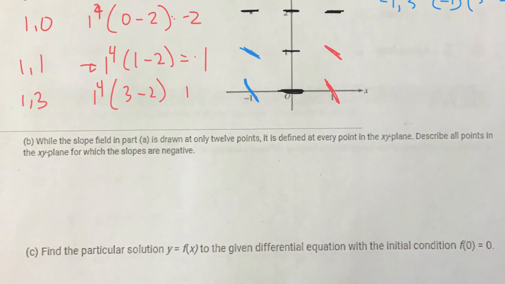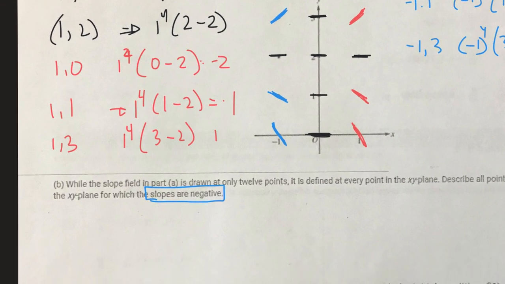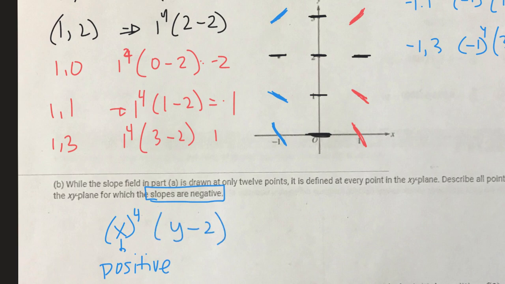While the slope field is drawn at 12 points, it is defined at every point. Describe all points in the xy plane for which the slopes are negative. Hopefully you know that raising anything to the fourth power is always going to be a positive value. Anytime we raise something to an even power, we get positive numbers.